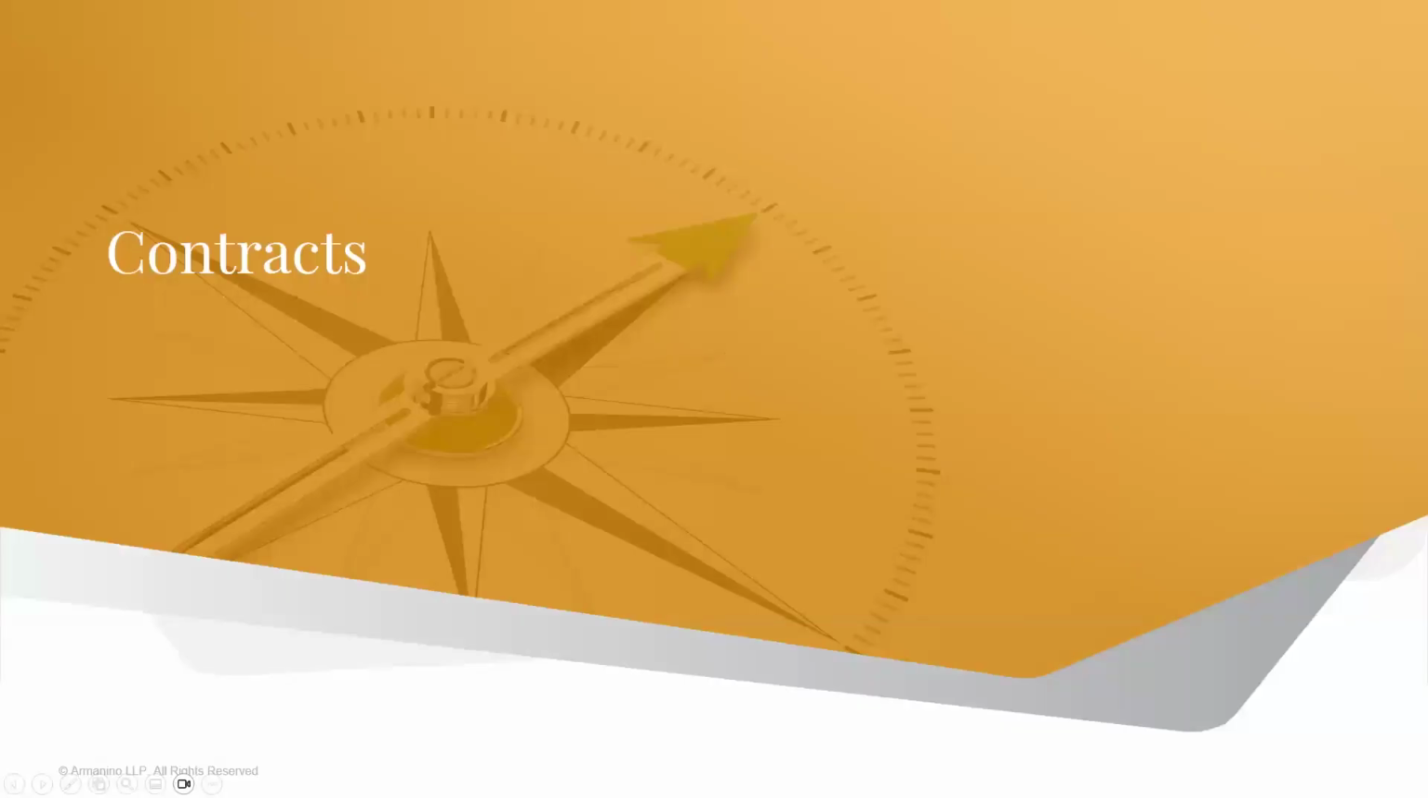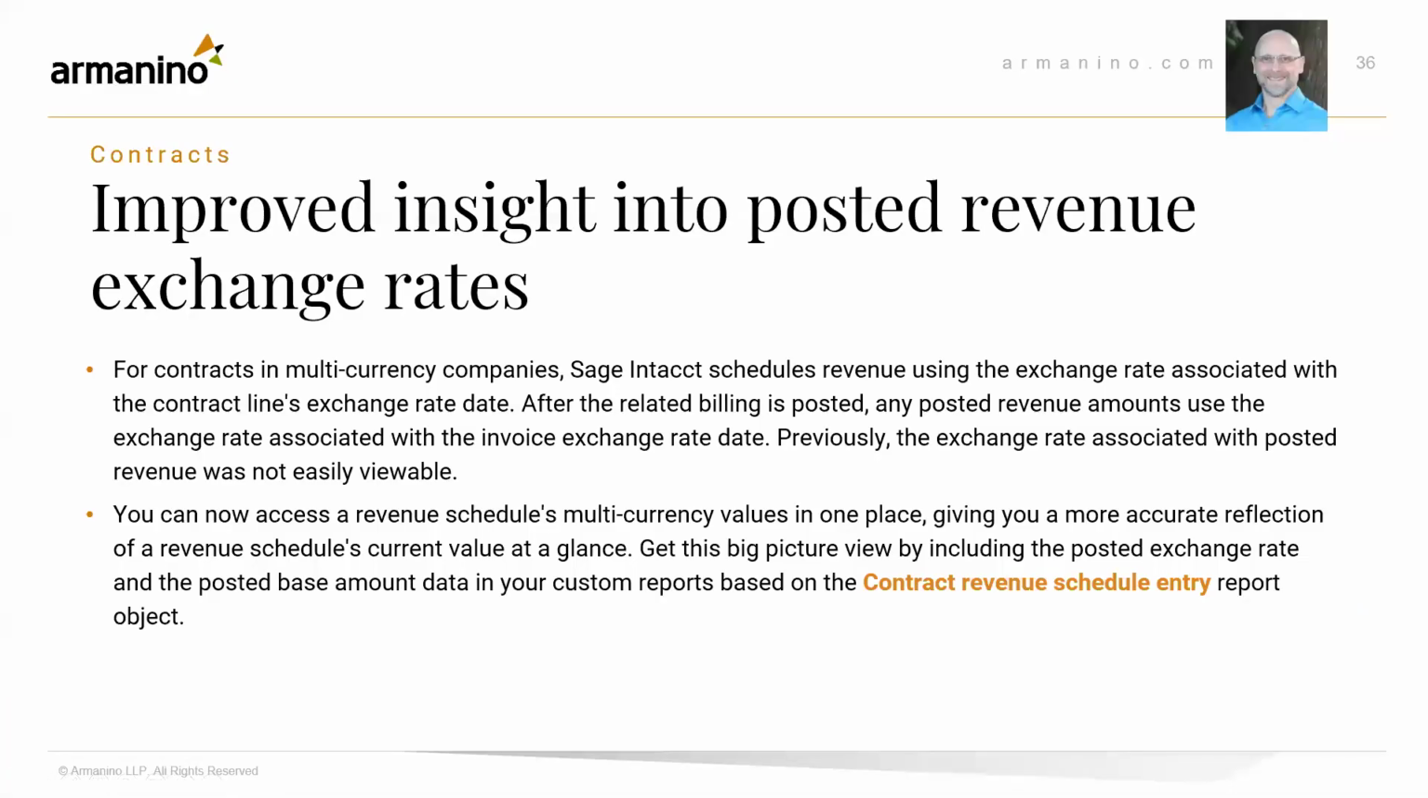All righty, moving right along to contracts. Improved insight into posted revenue exchange rates. For contracts and multi-currency companies, Sage Intacct schedules revenue using the exchange rate associated with the contract line's exchange rate date. After the related billing is posted, any posted revenue amounts use the exchange rate associated with the invoice exchange rate date. Previously, the exchange rate associated with posted revenue was not easily viewable.